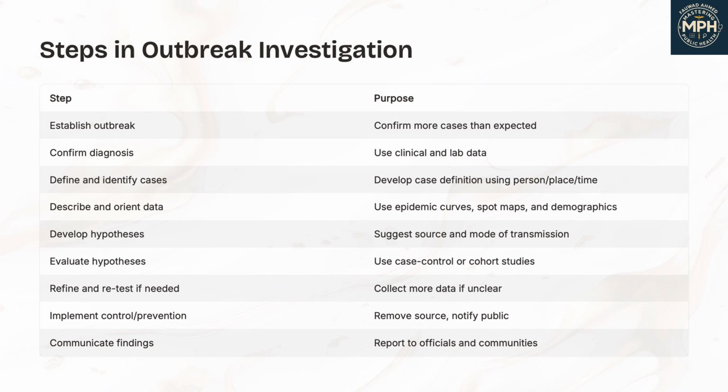The fourth is to describe and orient the data. This means organizing case data by time, place, and person. The fifth is to develop hypotheses about the source, mode of transmission, and contributing factors. The sixth is to evaluate hypotheses using analytical epidemiology, often through case control or cohort studies. The seventh is to refine hypotheses and carry out additional studies if needed. The eighth is to implement control and prevention measures. This step can begin earlier if the source is obvious. The ninth is to communicate findings to stakeholders, health officials, and the public. These steps may overlap or be revisited as new data emerge.